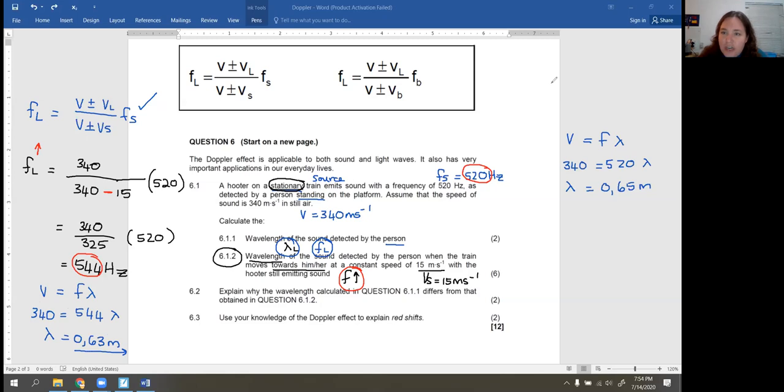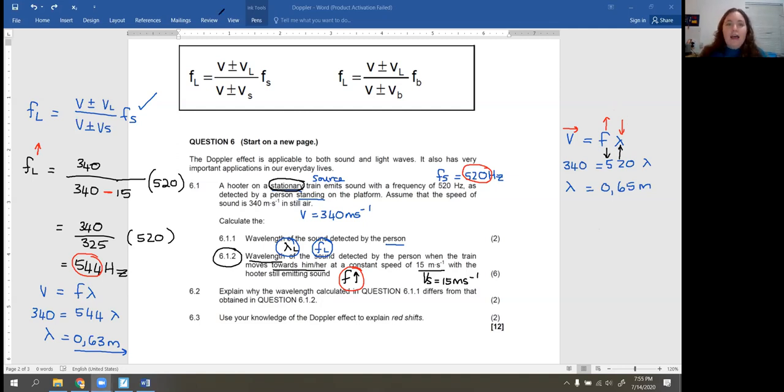Please note, just a general thing, if your frequency increases, your wavelength should decrease, okay? So since V remains constant, these two will always move in opposite directions. Frequency goes up, wavelength goes down, or if your frequency goes down, your wavelength will go up. That's one of the things that they sometimes ask you multiple choice type questions around.